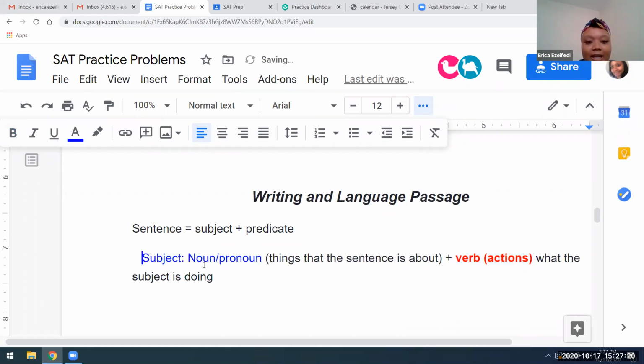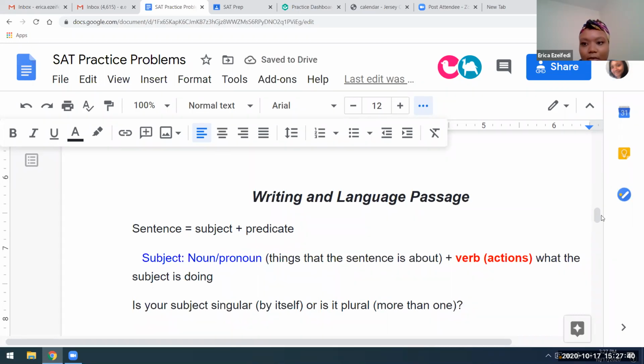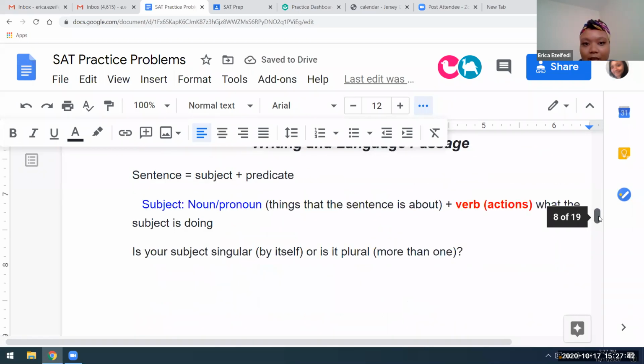What I mean by that is: is your subject singular, which means by itself? Or is it plural, more than one? So we want to keep these things in mind when we're reading passages, but more so when we're doing the reading and writing section.